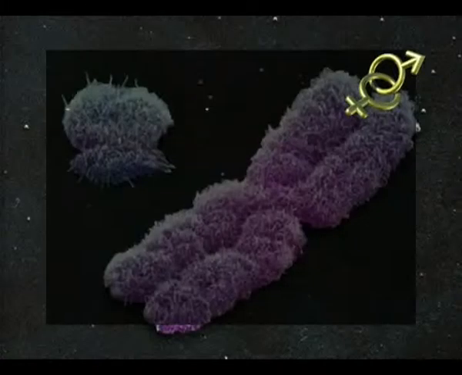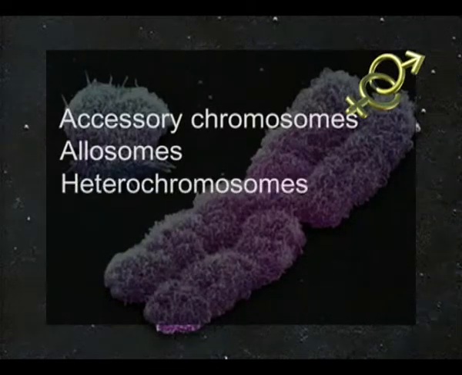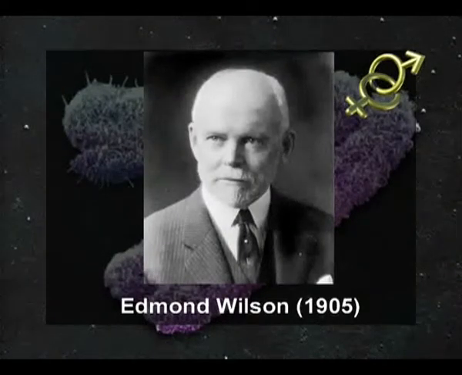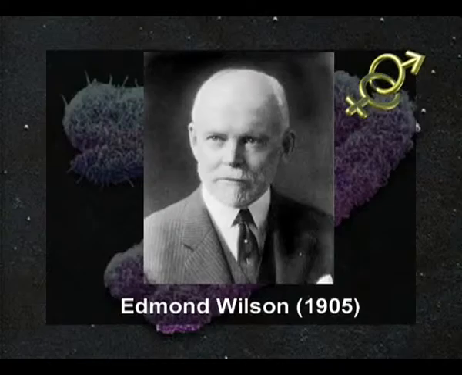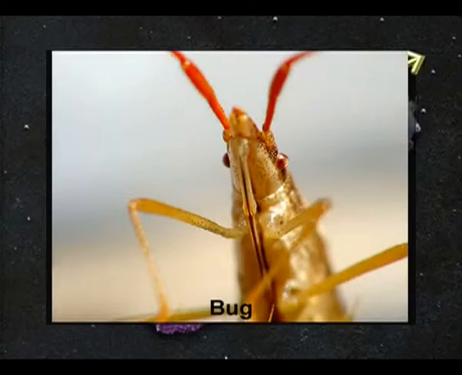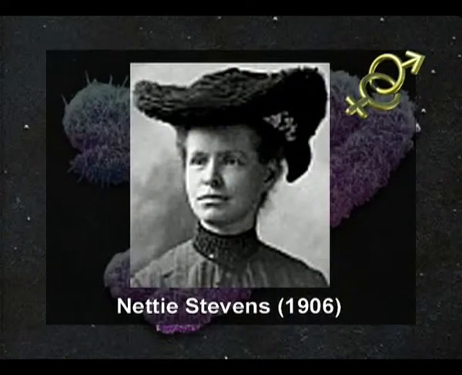These were called accessory chromosomes, allosomes, heterochromosomes, or sex chromosomes. In 1905, Edmund Wilson noted that females of Protenor, a hemipteran bug, have 7 pairs of chromosomes, while males have 6 pairs and an unpaired chromosome, which he called the X chromosome. The X and Y chromosomes were first discovered in beetles by Nettie Stevens in 1906.